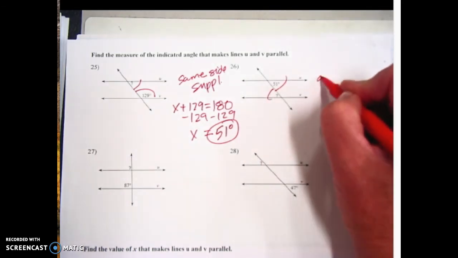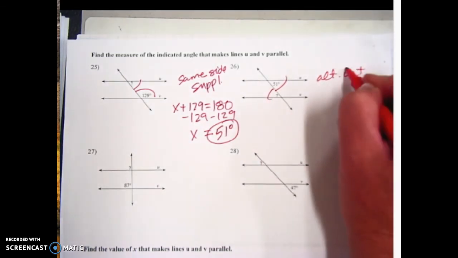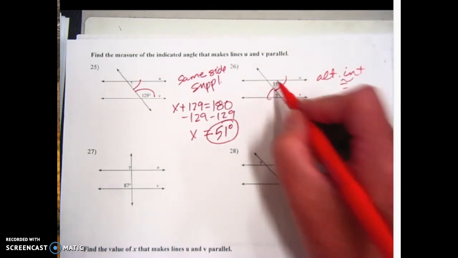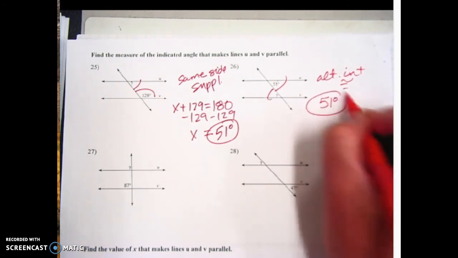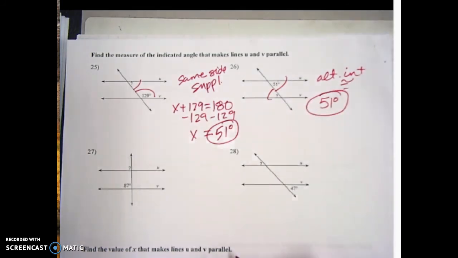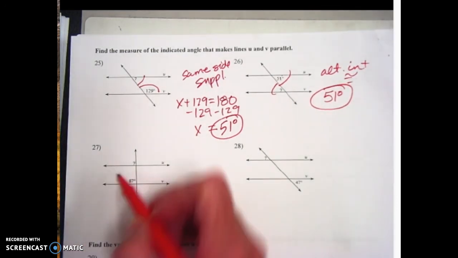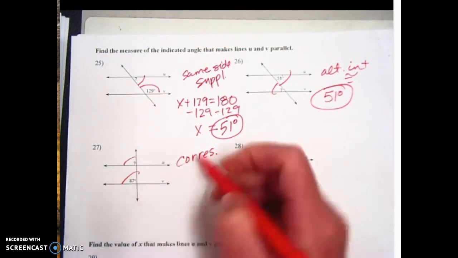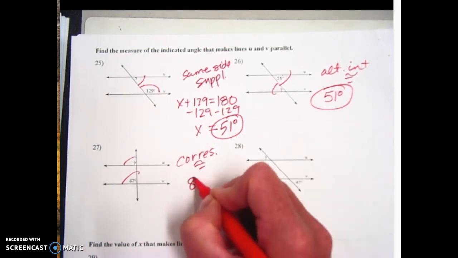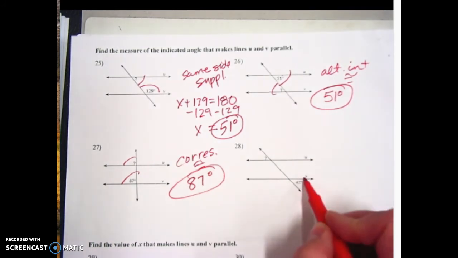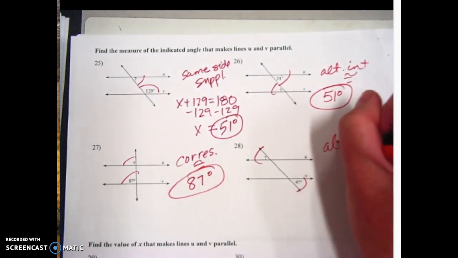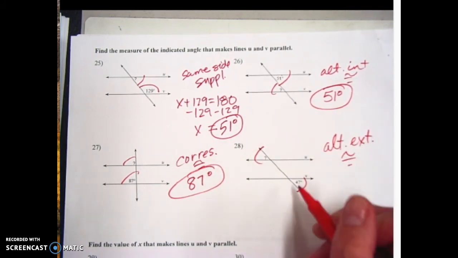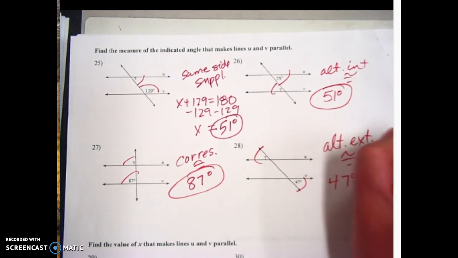These two are alternate interior angles, so they should be congruent. So in order to make those two lines parallel, if this one's 51 degrees, this one should also be 51 degrees. We have the same answer? Yep, we sure do. All right, 27. These two are corresponding, so they should be congruent in order to make these two lines parallel. So if this one's 87, this one should be 87. These two angles are alternate exterior, which should be congruent in order to make those two lines parallel. So if this one's 47, this one should also be 47.